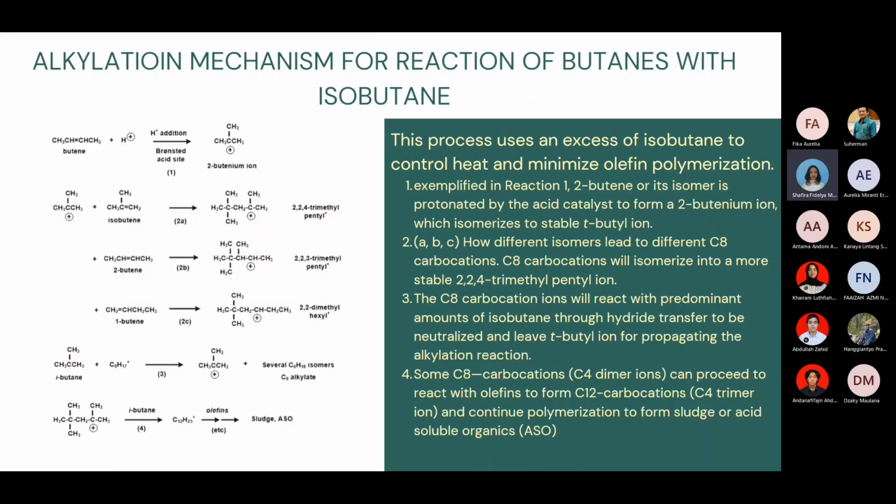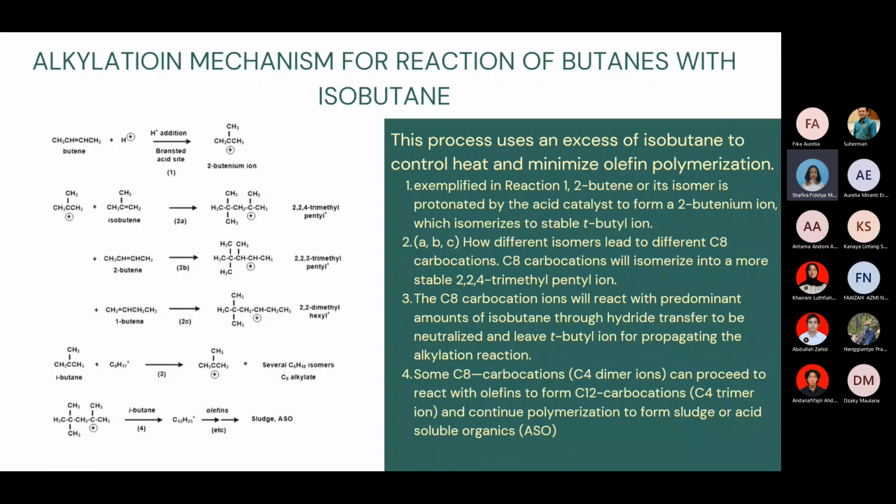So this figure below shows the alkylation mechanism for the reaction of butenes with isobutane. This process uses an excess of isobutane to control heat and minimize olefin polymerization. In reaction number 1, it is exemplified by the reaction of 2-butene or its isomers, protonated by the acid catalyst to form a 2-butyl cation, which isomerizes to the stable t-butyl ion.